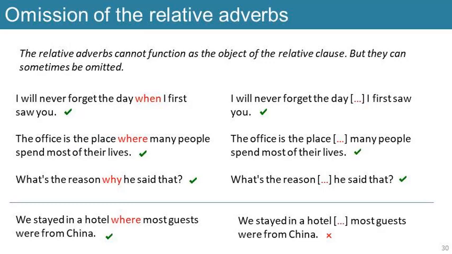The relative adverbs when, where and why do not function as the object of the relative clause, but they can sometimes be omitted. For example, I will never forget the day I first saw you. The office is the place many people spend most of their lives. What's the reason he said that? But this is a complex area of grammar, and omitting the relative adverb is often not possible, as in the last example.